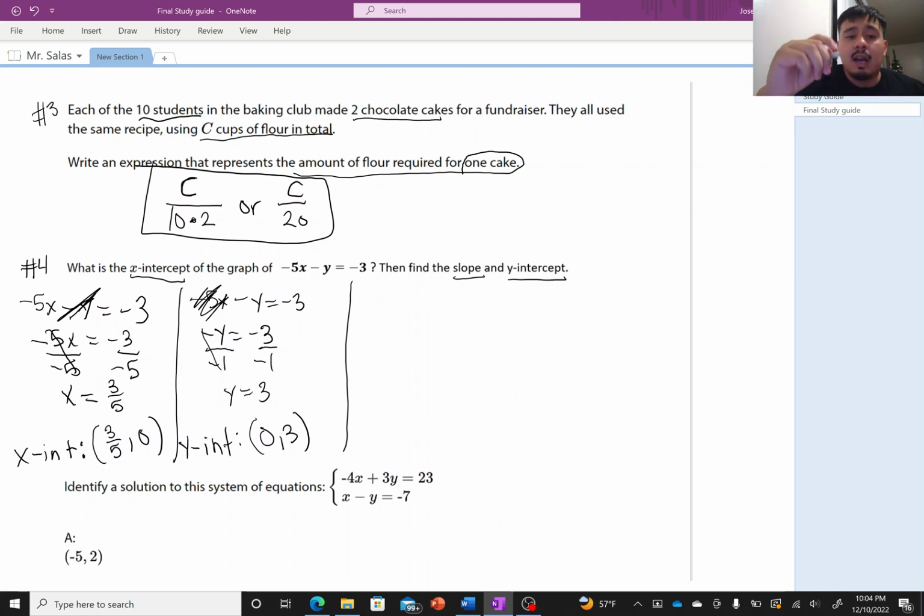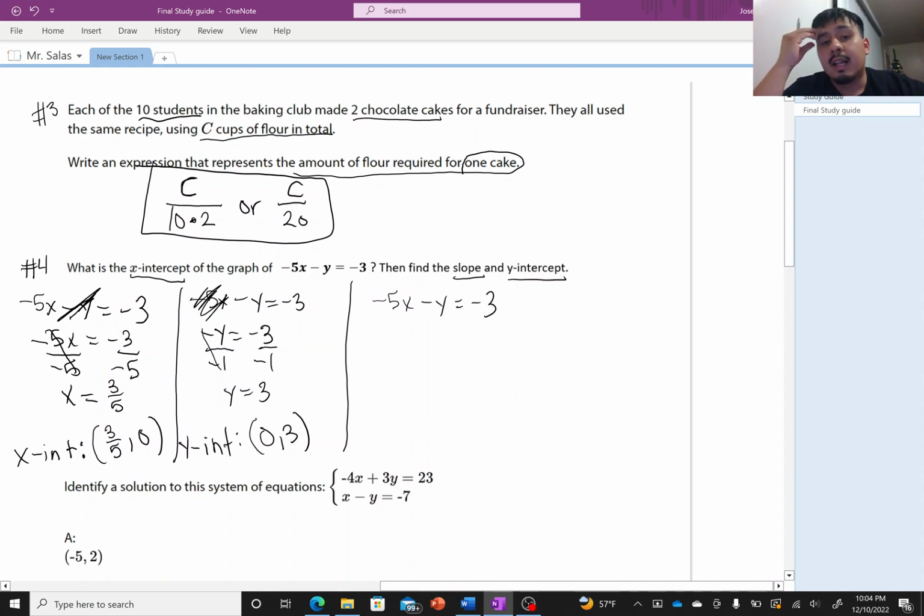All right. Next up, I want to find the slope. So what is my slope? My slope gets found in a different way than the x and y intercepts. So I'm going to have to rewrite my equation. Still 5x minus y is equal to -3. Now, when I try to rearrange my equation from standard form to slope-intercept, I have to solve for y. Basically, I have to make y be by itself on one side. So I have to get rid of that -5x.